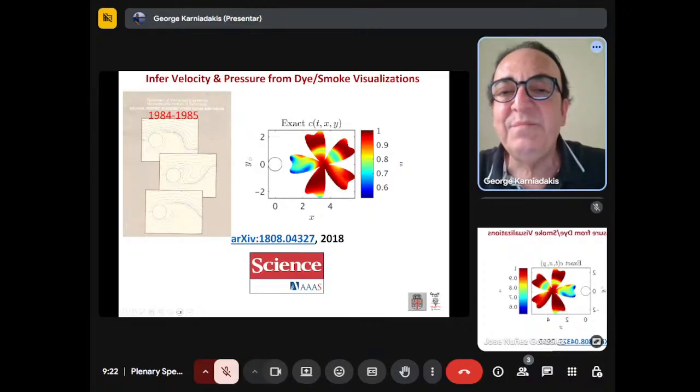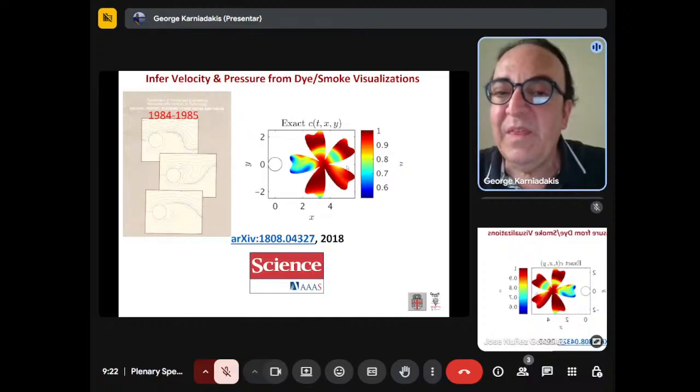So here, I asked my postdoc to consider the following. Imagine you have some flow visualization downstream in an arbitrary domain. Can you obtain from that visualization the velocity and the pressure field? Okay, so clearly it's an ill-posed problem. We don't know anything about the object upstream, which is a circular cylinder here. We only know what we see in the video. So I have a video of a flow visualization.